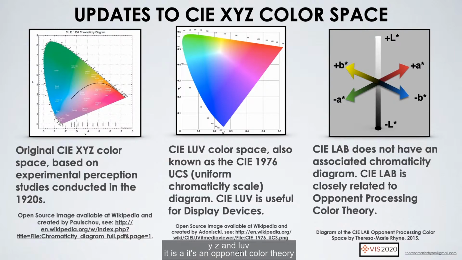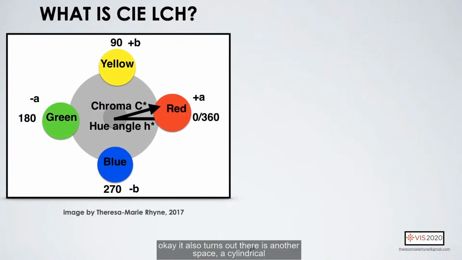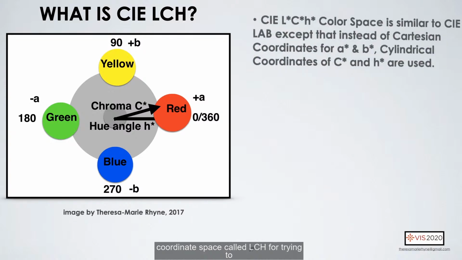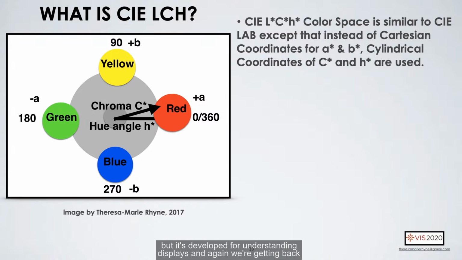It's an opponent color theory associated with equations and things. But today, Lab has become very popular, especially in our visualization community, as a color model for testing. It also turns out there is another space, a cylindrical coordinate space, called LCH. It's similar to CIE Lab, but it's developed for understanding displays. And again, we're getting back into a display system.